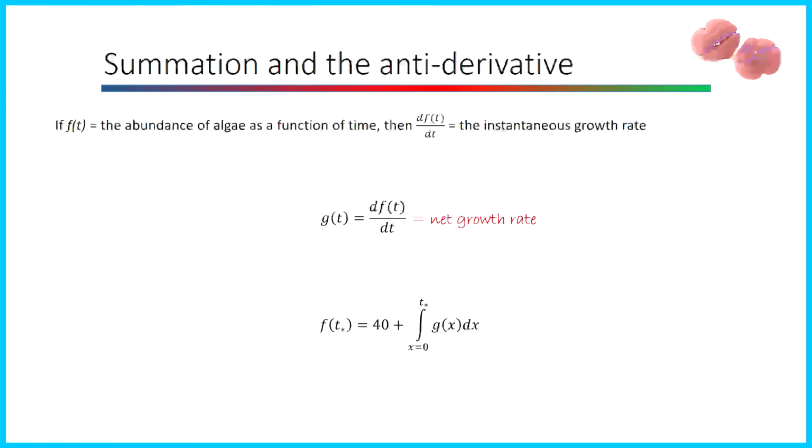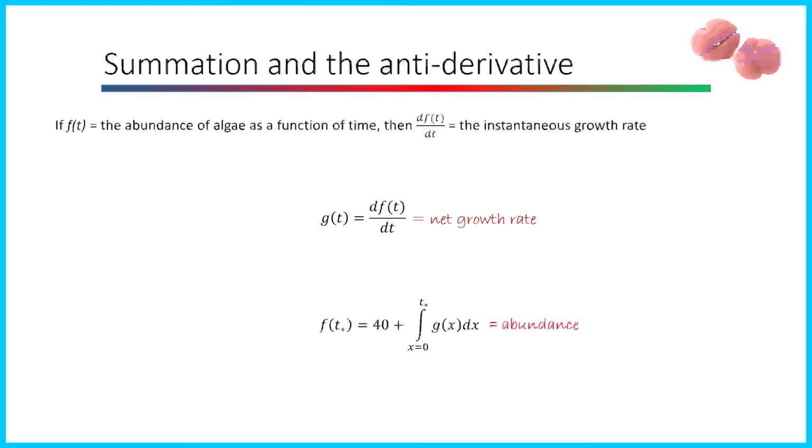G of t is the net growth rate of the phytoplankton at time t. F of t star is the abundance of cells at time t star. But we already know, as stated in the equation for G of t, or as explained in Toolbox 7.1, that the derivative of abundance with respect to time is simply the growth rate. Okay, let's talk about that derivative. We know from our rule for the derivative of a function that is a sum of two other functions that the derivative is equal to the sums of the derivatives of those functions.